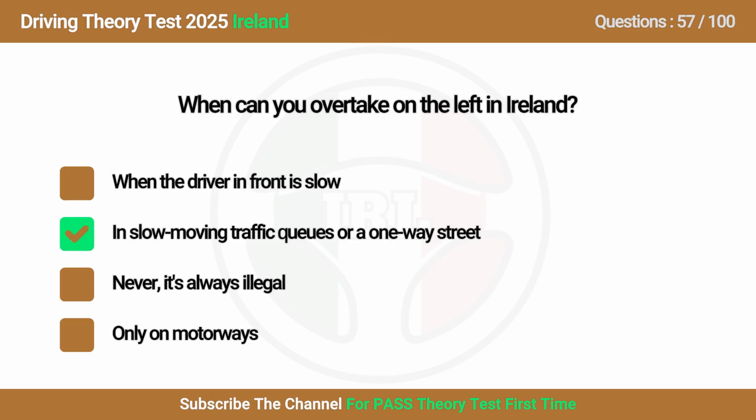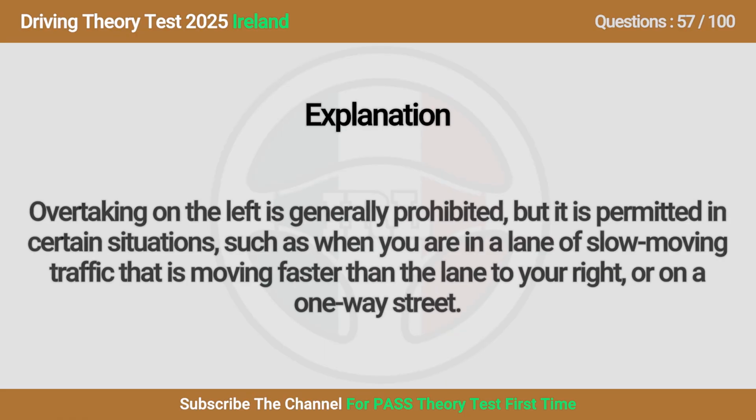Answer is B. In slow-moving traffic queues or a one-way street. Overtaking on the left is generally prohibited, but it is permitted in certain situations, such as when you are in a lane of slow-moving traffic that is moving faster than the lane to your right, or on a one-way street.